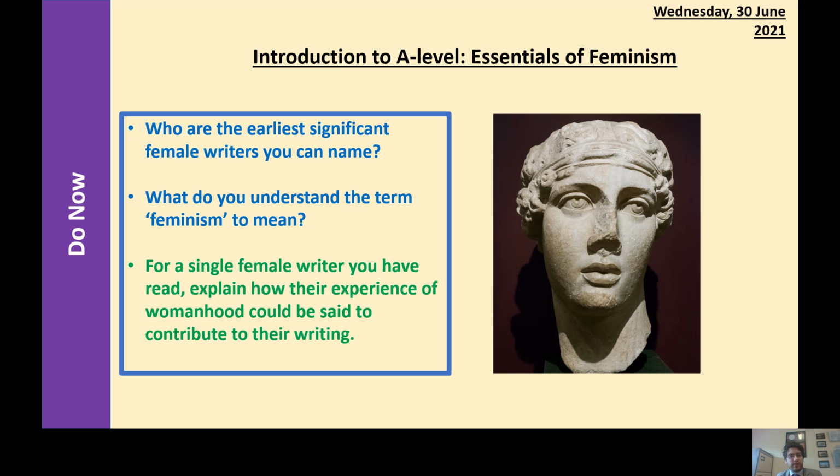When I taught this yesterday: for a single female writer you've read, explain how their experience of womanhood could be said to contribute to their writing. One of the students in the literature class talked about reading Sylvia Plath recently and how her experience of womanhood shapes The Bell Jar.